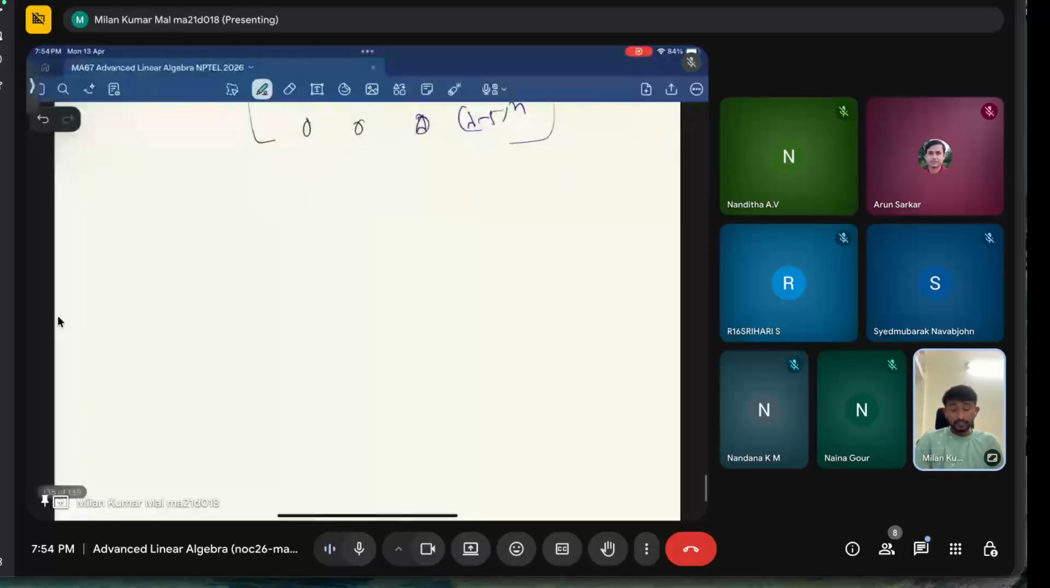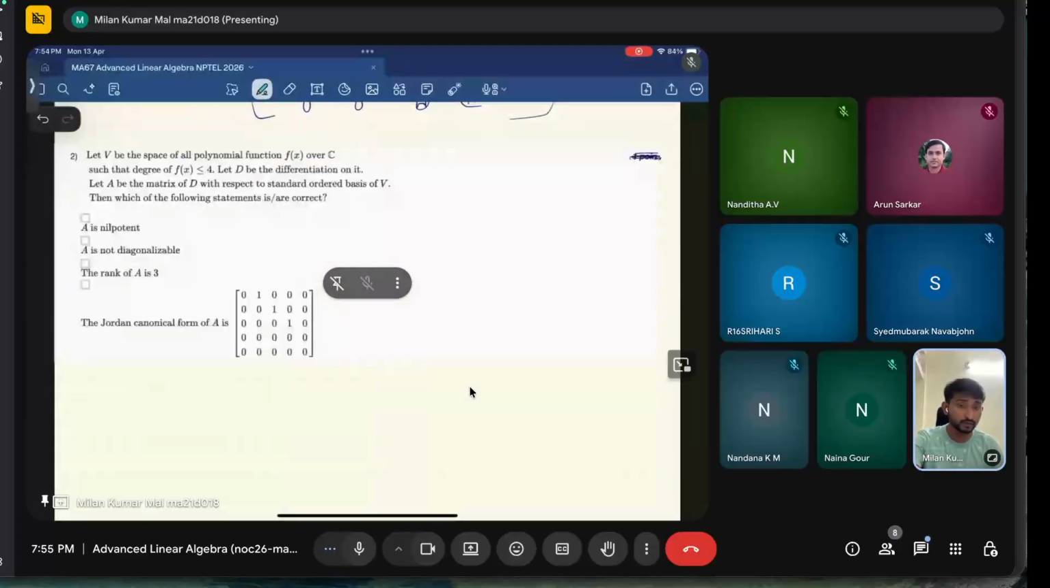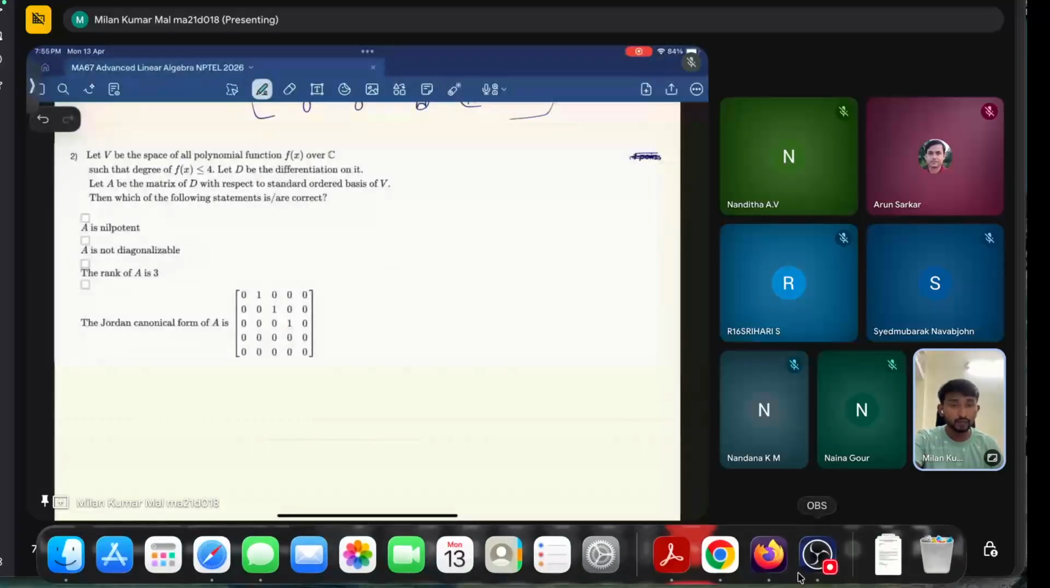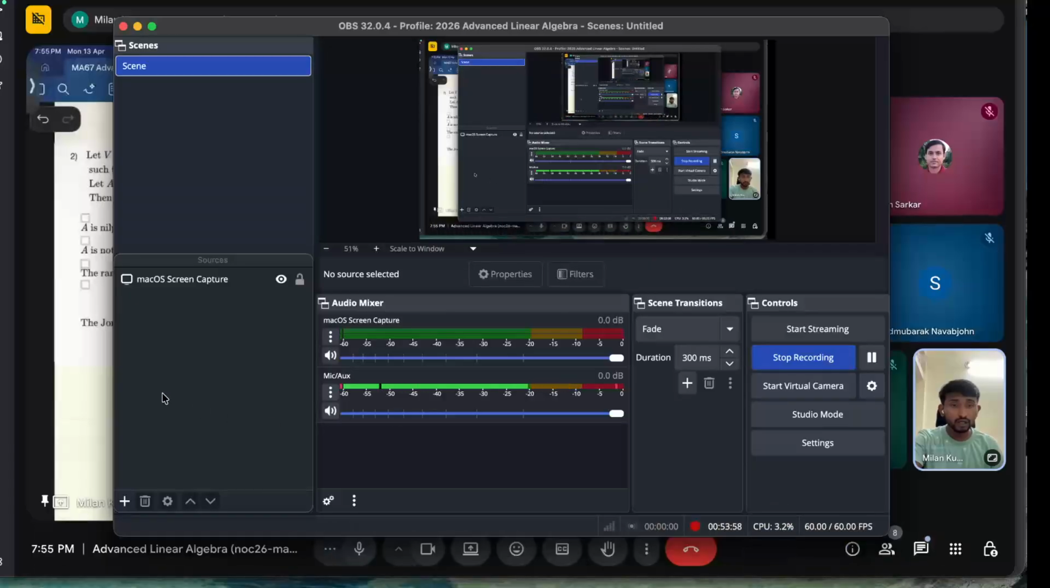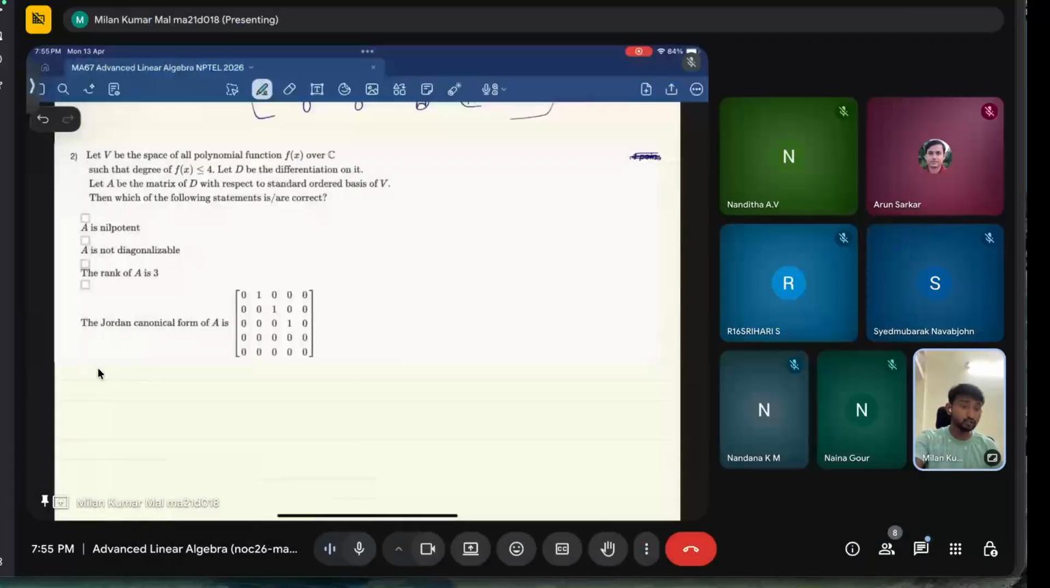What does this problem say? Let V be the space of all polynomial functions f(x) over C such that the degree of f(x) is at most 4. So V is a polynomial function space over the complex field, and that means V is a vector space of dimension 5, because the basis is 1, x, x square, x cube, x to the power 4. So the dimension of V is equal to 5.